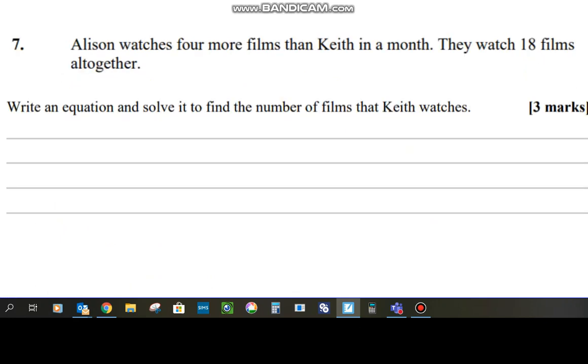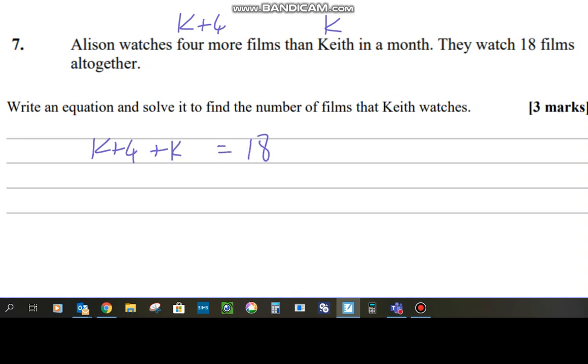Okay, now the next few questions on this are going to be questions where we've got an equation that we've got to make up from a story. So what we're going to do here is call the number of films that Keith watches K. If Alison watches 4 more films, Alison watches K plus 4. And it's 18 films altogether. So Alison is K plus 4 and Keith is K, and altogether that makes 18.